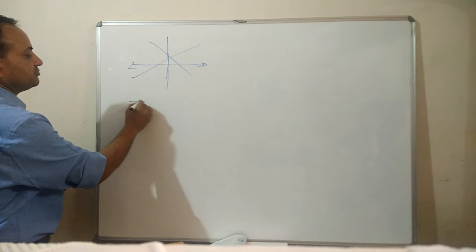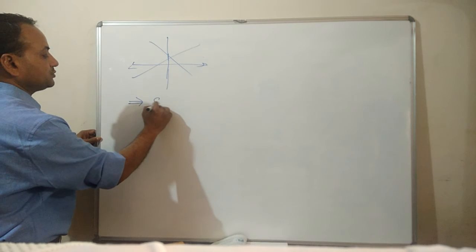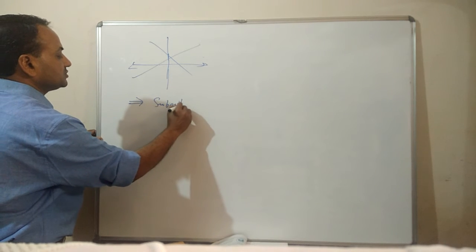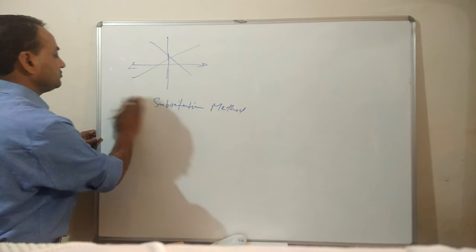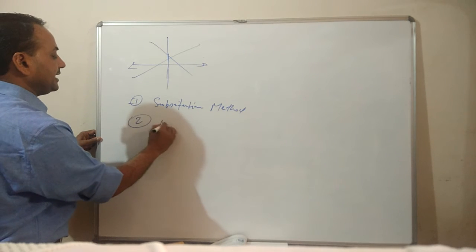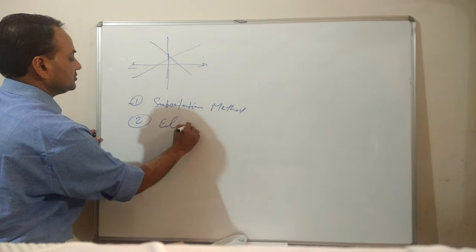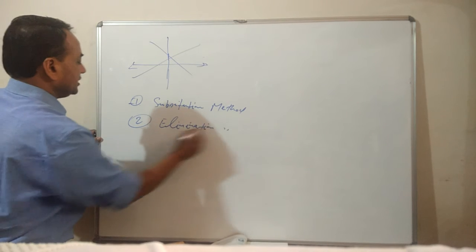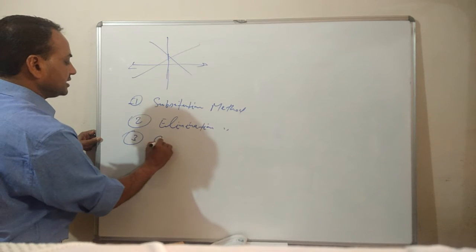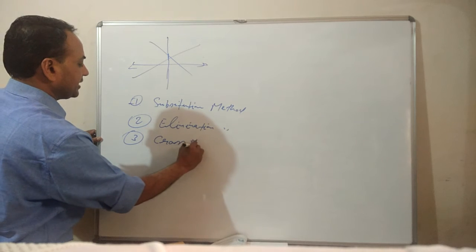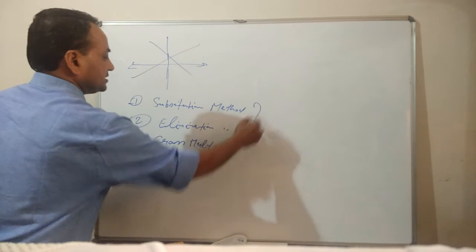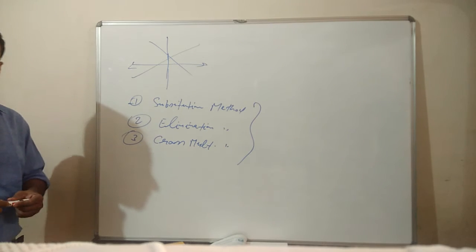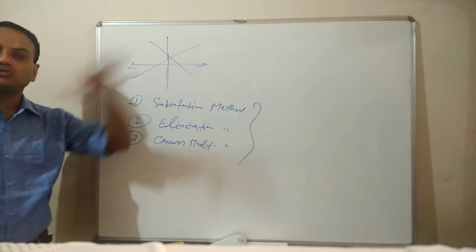One method was the substitution method, and the second method, which we discussed already, was the elimination method, and the third method is the cross multiplication method. So these three methods are called algebraic methods, and graphical method means through the graph only.